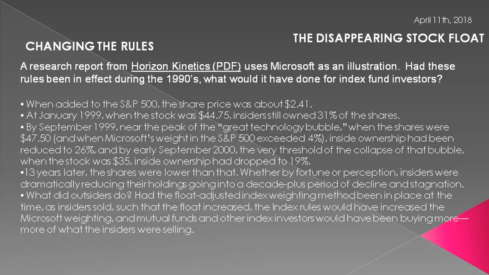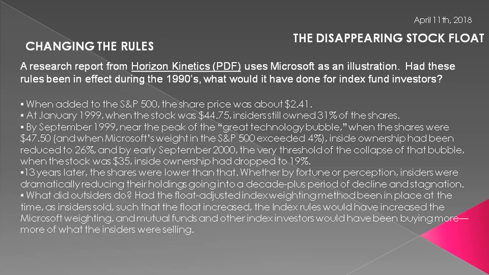By September 1999, near the peak of the great technology or dot-com bubble, when the shares were $47.50, and when Microsoft's weight in the S&P 500 exceeded 4%, insider ownership had been reduced to 26%. And by early 2000, the very threshold of the collapse of that bubble, when the stock was $35, insider ownership had dropped to 19%. 13 years later, the shares were lower than that.